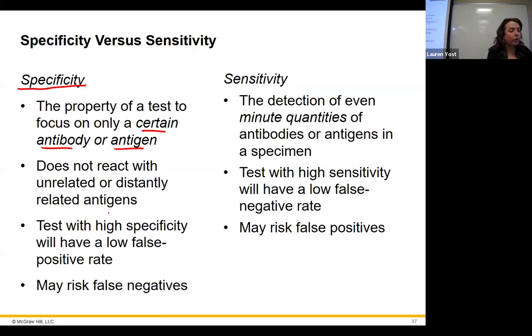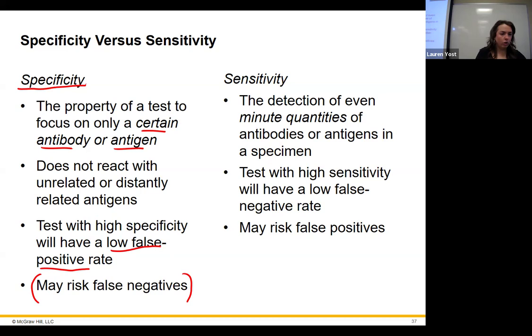Anything that has high specificity has low false positives. You do potentially risk false negatives with this, because you might test negative. You might be missing some positives because you're trying not to test positive when it's not positive. Does that make any sense? But yeah, don't react with things that are not the thing you're looking for.